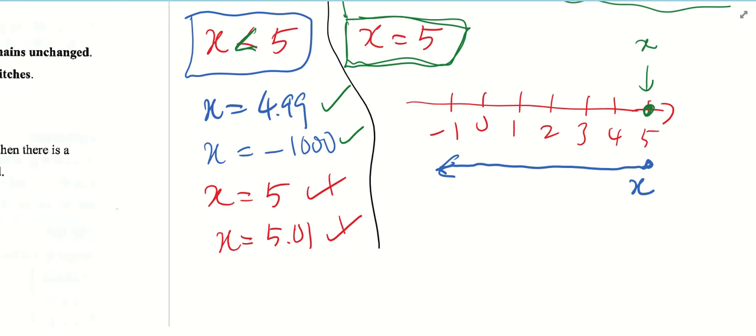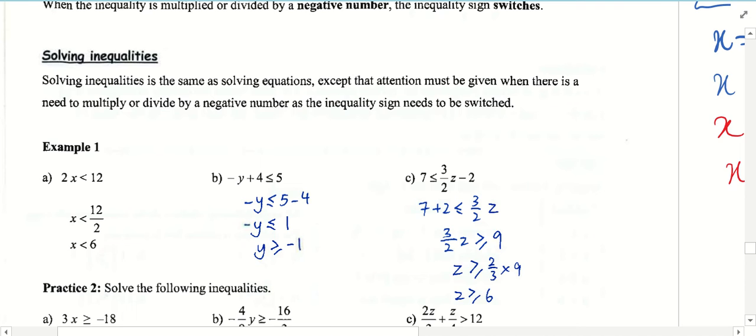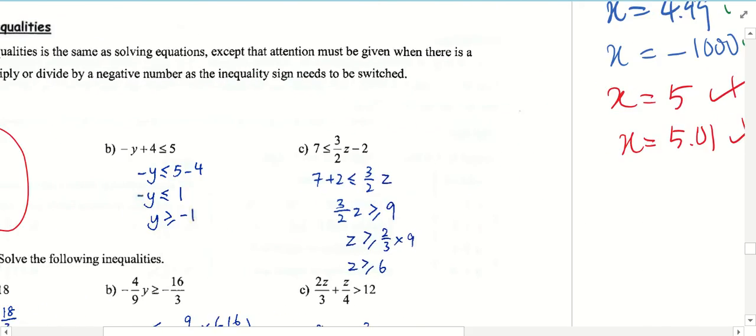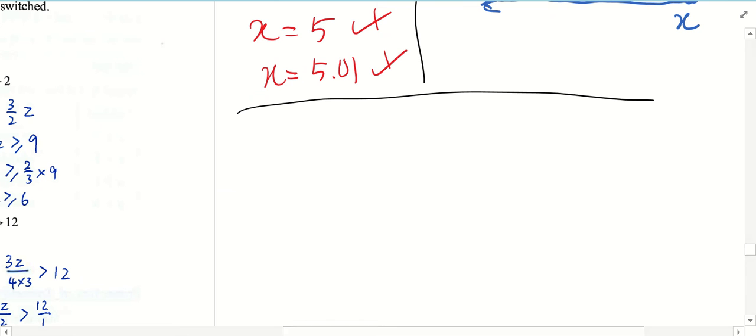Now, let's move on to equations. I should say inequalities, and how do we solve them? So let's look at example number 1 here. A very simple example. 2x is smaller than 12. Let me write by the side. So we have example 1 here: 2x is smaller than 12.